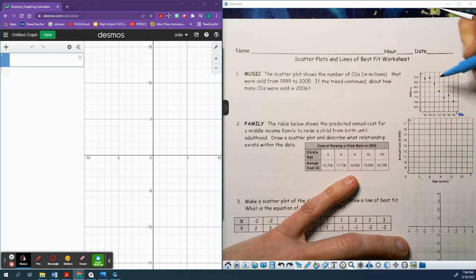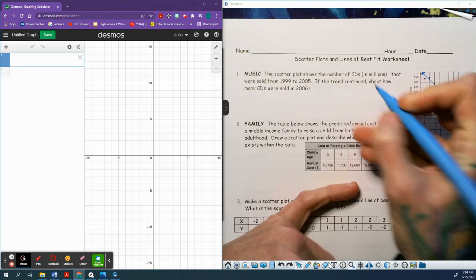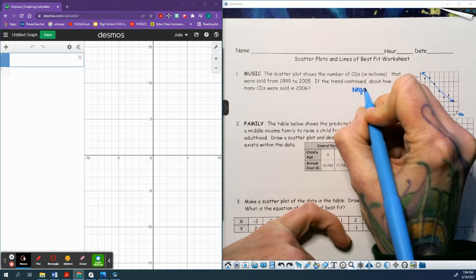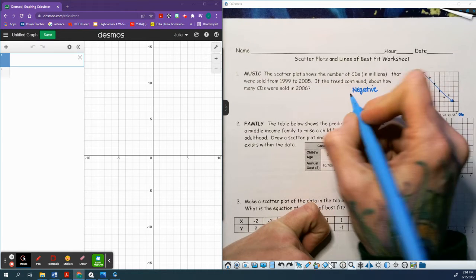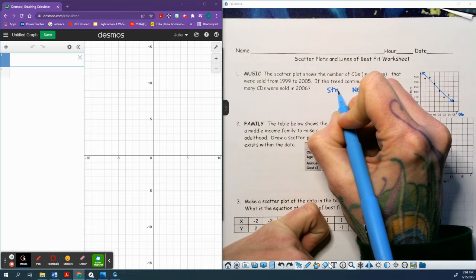This is a negative correlation. So we know it's negative. It's pretty strong because it looks like the points are very close together. It's pretty close to our line that we could sketch. So it's a strong negative correlation.